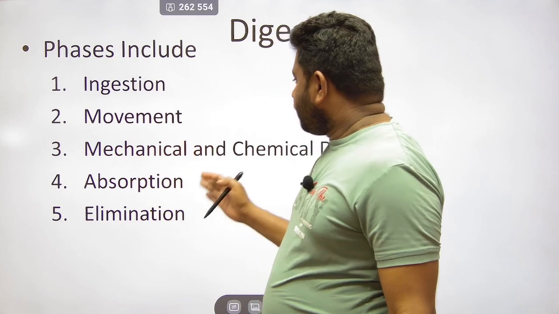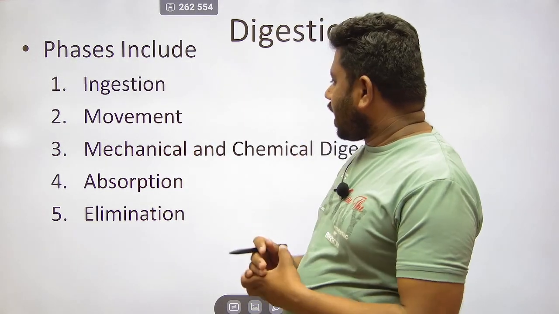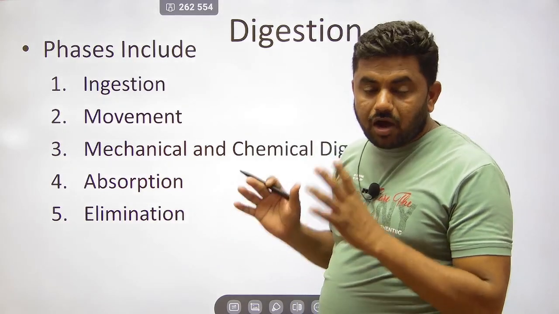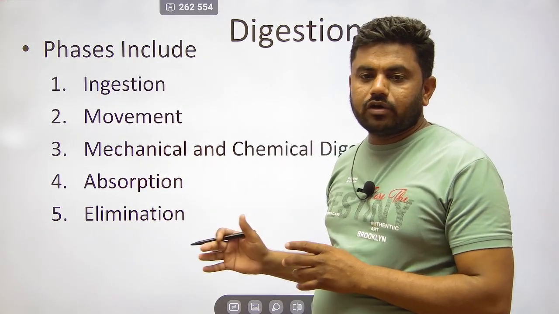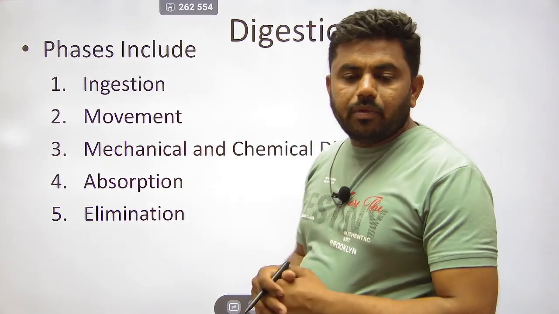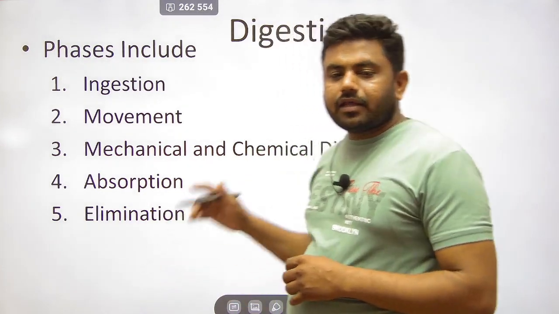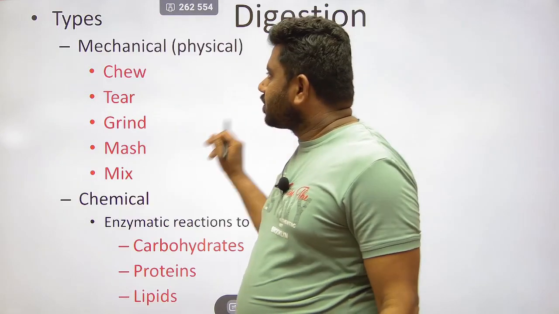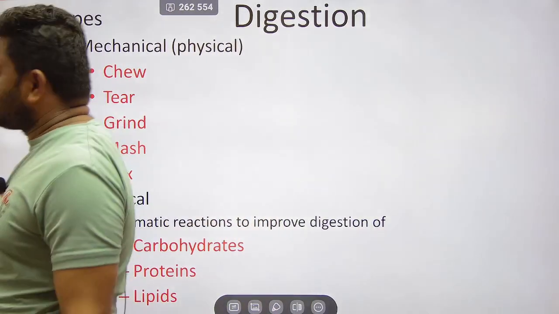Ingestion, movement, mechanical and chemical digestion, absorption and elimination. These main 5 phases are included in the digestion process. That is ingestion, movement, mechanical and chemical digestion, absorption and elimination. We'll see. Now see here the digestion types.